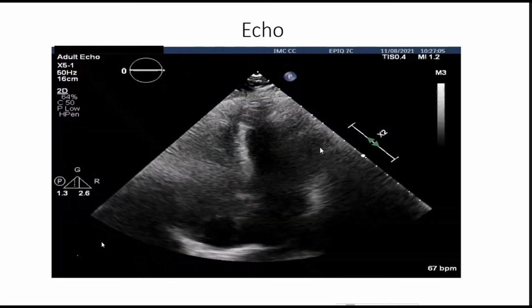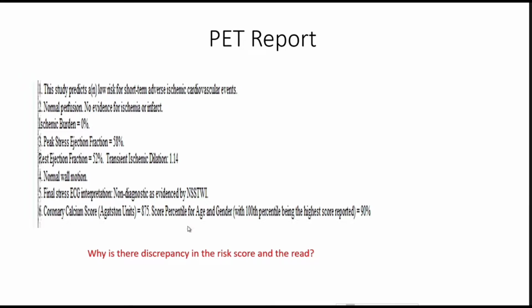All right, if we look at the echo, so after the PET, an echo was also ordered to try to figure out what was going on with this woman. Thus far, we don't really have an answer based on what we see in the PET.